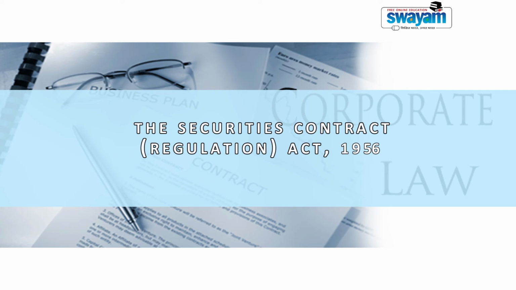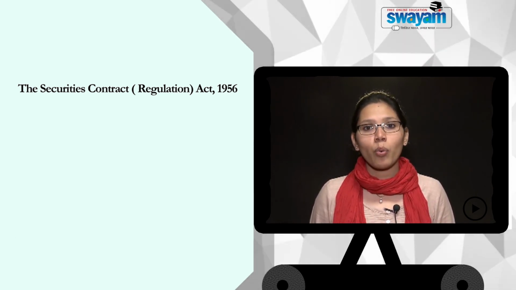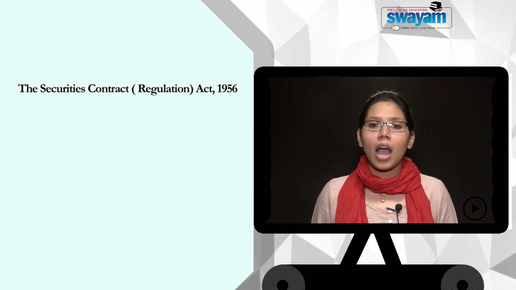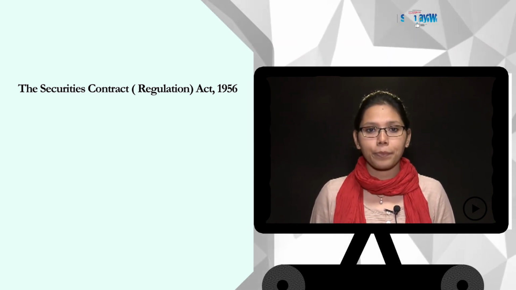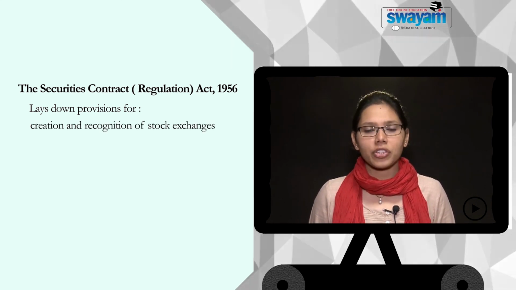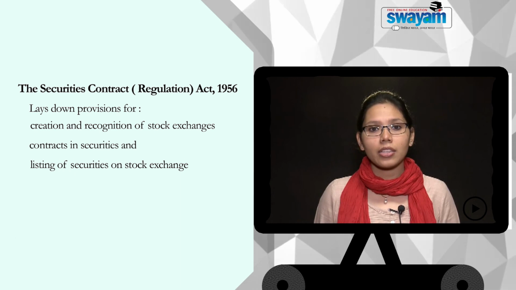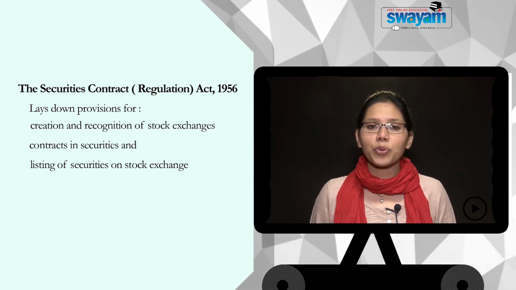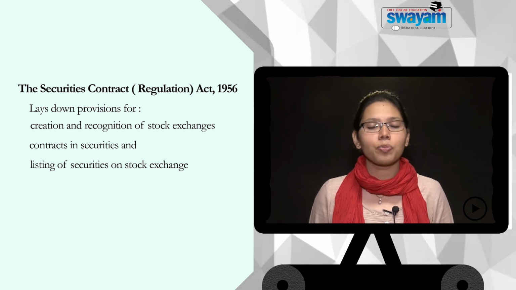Now, moving on to another law, the Securities Contract Regulation Act 1956 is another vital legislation which is applicable to and affects companies in India where their securities are listed on stock exchanges. The object of the Act is to prevent undesirable transactions in securities by regulating the business of dealing in it. The Act lays down provisions for creation and recognition of stock exchanges, contracts in securities and listing of securities in stock exchanges. The aim is to keep the functioning of the stock market transparent and to prevent undesirable contracts in the securities market through a due process of recognition and continued supervision.